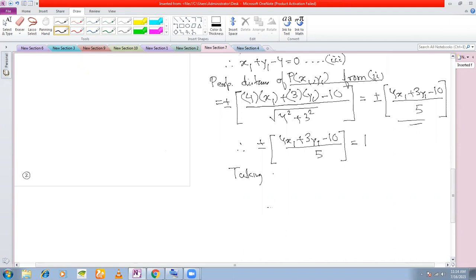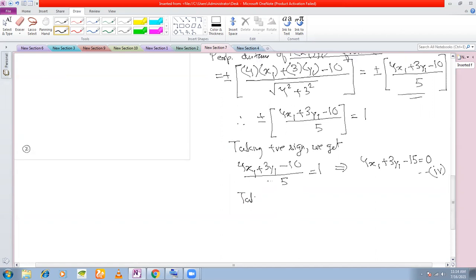Taking positive sign, we get 4x1 plus 3y1 minus 10 by 5 is equal to 1. Okay, so you simplify this, you will get 4x1 plus 3y1 minus 15 is equal to 0. Let us call this equation number 4.